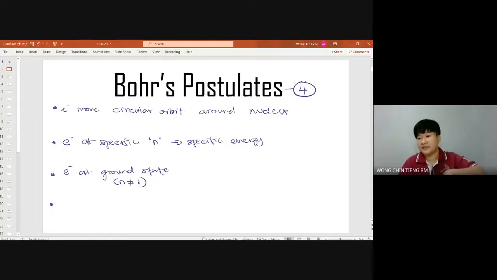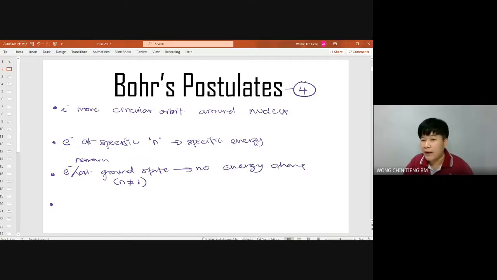Ground state setiap orang berbeza. Ground state saya, ketinggian saya satu, saya rendah je 152 cm. So, ground state saya 152 cm. And then, Norwash might be 180. I don't think you're 180, but just assume you're tall, you know, guys. So ground state Norwich adalah 180. So, ground state everybody akan berbeza ikut elektron tersebut. If the electron stays at ground state, there are no energy changes. Bila dia kata no energy absorbed or released means no energy changes.